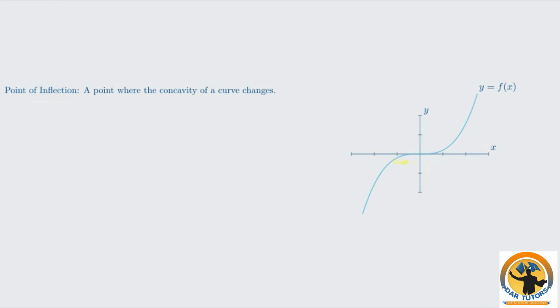Now let's introduce the concept of a point of inflection. A point of inflection is a point on a curve where the concavity changes. This means the curve changes from being concave up to concave down, or vice versa. A key property of a point of inflection is that the tangent line at that point crosses the curve. Visually, you can see the curve changing shape. The tangent line, called the inflecting tangent, passes through the curve at this point.